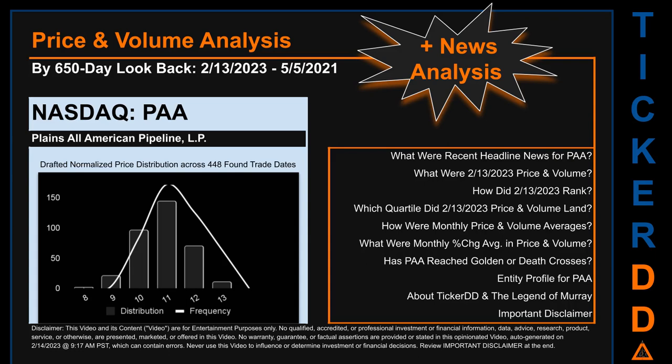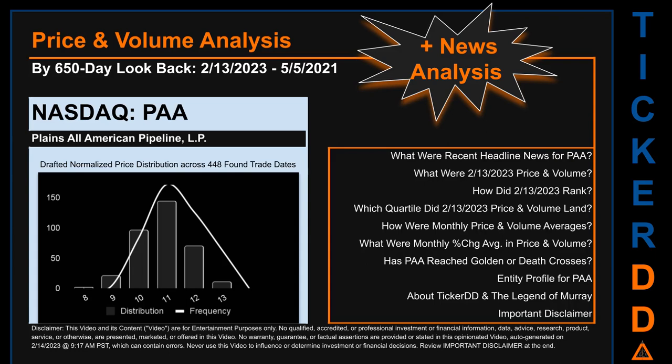PAA went public on November 18, 1998, which was roughly 24 years and 3 months ago. Looking back 650 calendar days from Monday, February 13, 2023 to Wednesday, May 5, 2021, we found 448 applicable trade dates for use in our analysis.